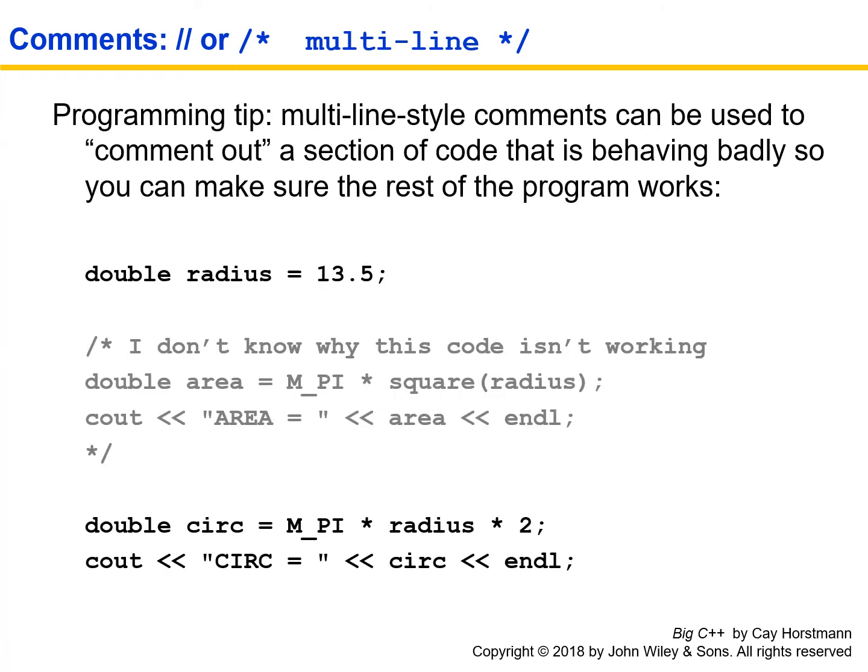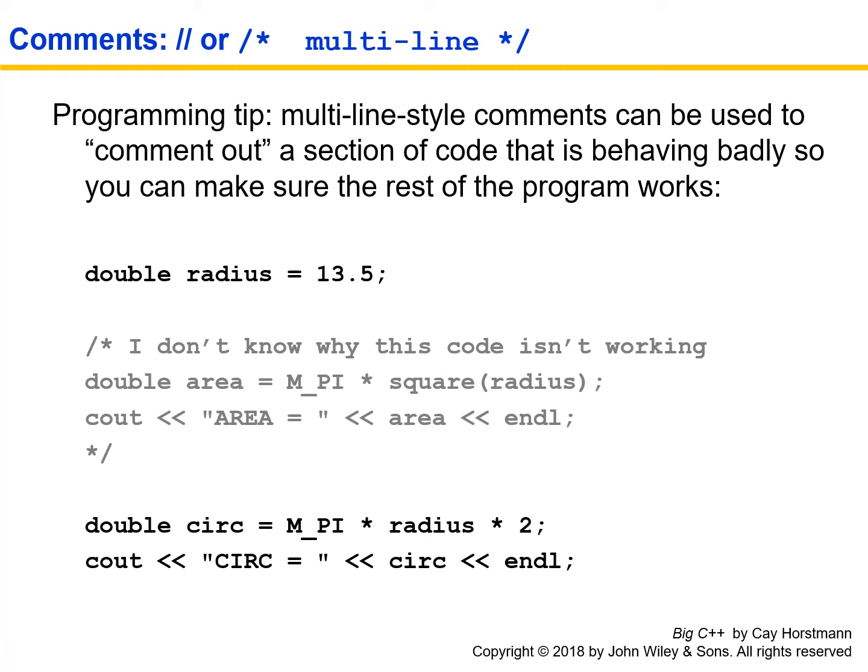One programming tip: these multi-line style comments can be used to do something we call commenting out code. If you have code that's behaving badly, it's not compiling, or it is compiling but it's making things go wonky, you can put a /* at the beginning of the code and a */ at the end of that code, and then the compiler will just skip over that little block of code. Why would you want to do that and not just delete that code?